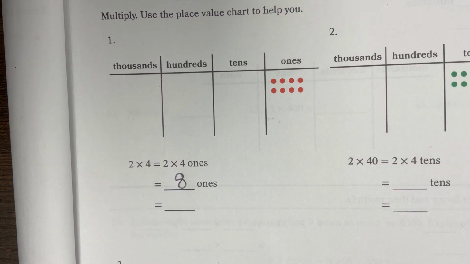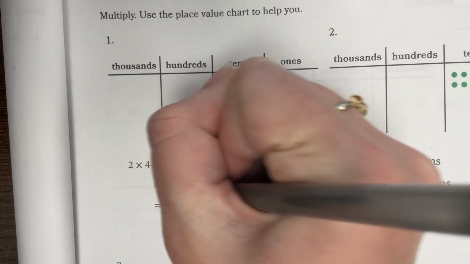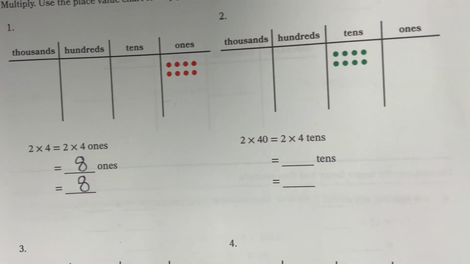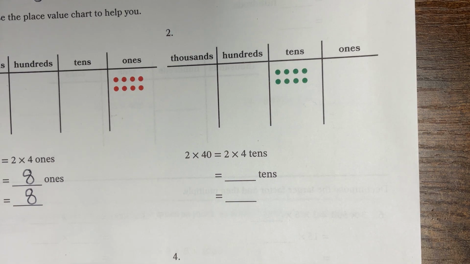That's all it needs us to say. It's 8 ones. And 8 ones in standard form is what? You can say it. 8. Fill that in. Now we're going to see how it works the same when we're looking at tens.